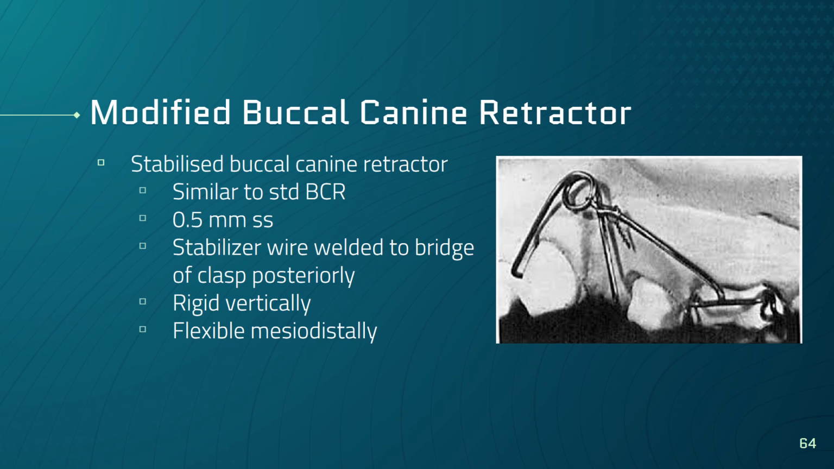Okay, the next modified buccal canine retractor is what is known as a stabilized buccal canine retractor. Again, it's similar to the standard buccal canine retractor, made from 0.5 millimeter stainless steel wire. But here we have a stabilizer wire which is welded to the bridge of a clasp, for example the bridge of an Adams posteriorly, and it is also attached to the buccal canine retractor. Again, this makes the retractor rigid in the vertical direction but flexible mesiodistally.